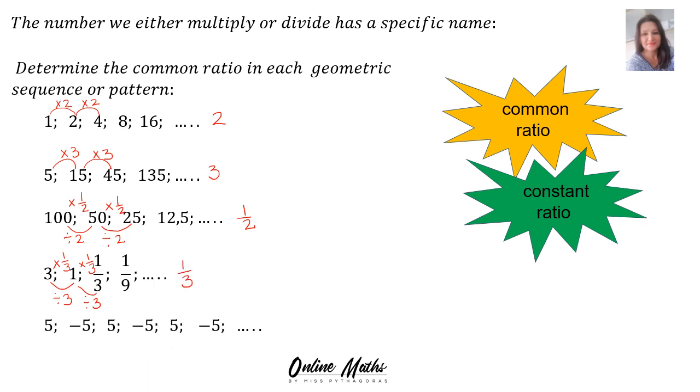And then this last example, have a look at this. Here the sequence is 5, negative 5, 5, negative 5. So what happened here was to get from 5 to negative 5, we multiply by negative 1. To get from negative 5 to 5, again we multiply by negative 1. Since a minus times a minus is a plus. Therefore, our common ratio is -1.